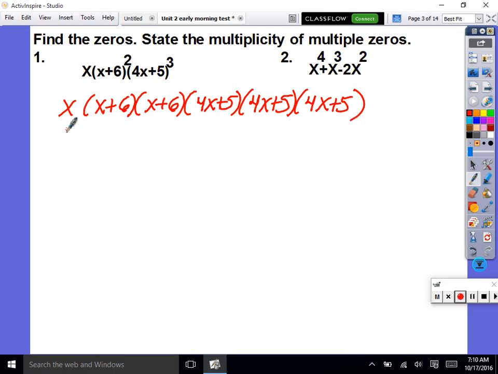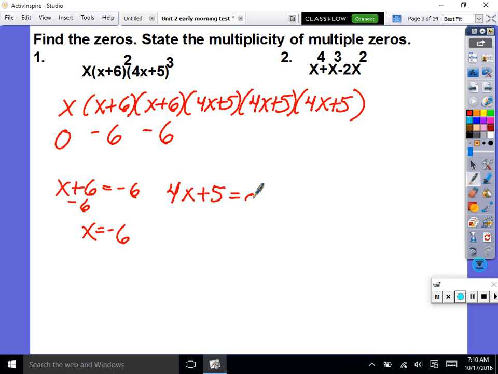So our zeros are 0. Set x plus 6 equal to 0 and solve algebraically. Subtract 6. So we get x is equal to negative 6, right? Do your algebra here. Don't do it in your head, you'll probably get it wrong. 4x plus 5 equals 0. You'll subtract 5 first, right? 4x equals negative 5, divide by 4. So x is equal to negative 5 fourths?